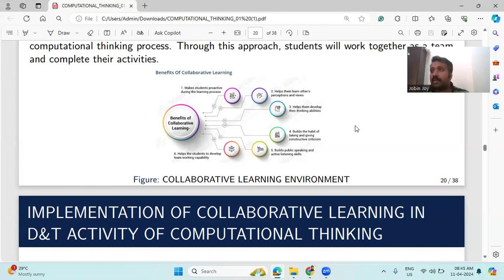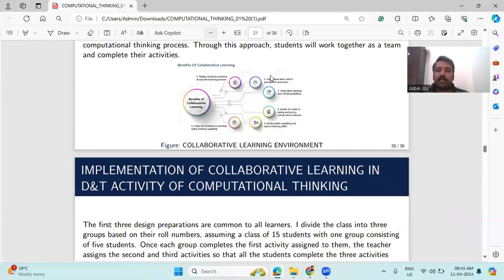Then constructive criticism. In a team, in the concept of collaborative learning, they are giving constructive criticism and they are taking constructive criticism. It helps develop their thinking abilities and helps them learn others' perspectives and views. They will respect the perspectives and views of others, and students will become more proactive during the teaching learning process. Then teamwork. So these are some of the benefits of collaborative learning.